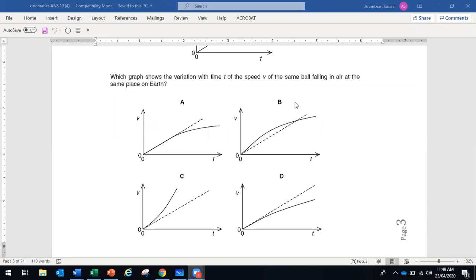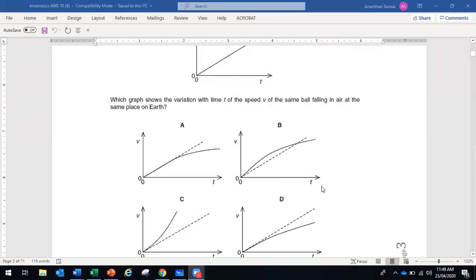C never happened. B also never happened. The answer is either A or D, but of course for A, the velocity won't be exactly the same at the beginning. It starts to deviate from the beginning itself because air resistance starts to act. Acceleration already slows down. Therefore, the velocity won't be the same as without air resistance. So D is the best answer.